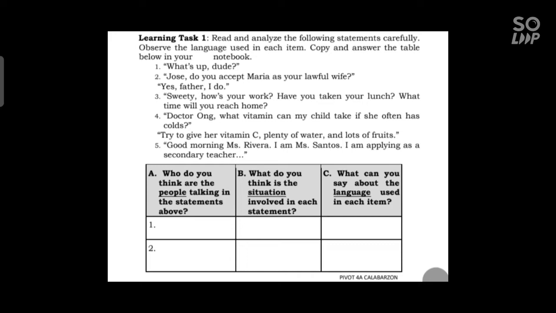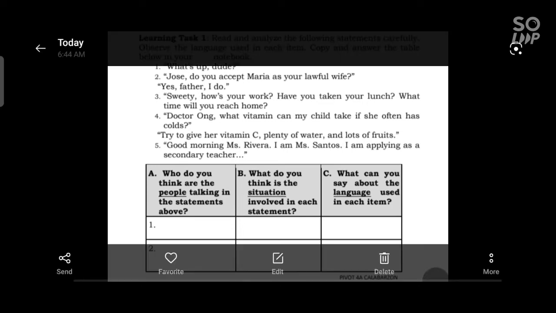Greeting your friend. For letter C, what can you say about the language used in each item? We can say that it's very informal, meaning to say the two are very close to each other. So that's what you can write on number 1, column C. How about the second one?